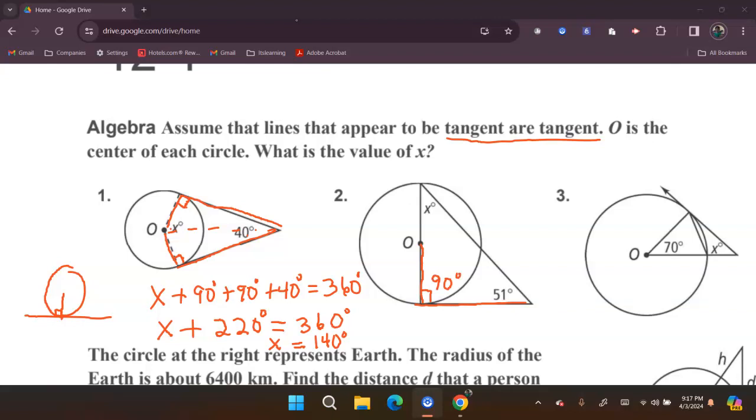So we know that the sum of the angles in a triangle is 180. So you have x plus 141. I added 90 plus 51 gives you 141. And then when you subtract 180 minus 141, that's going to give you 39 degrees. So this right here is 39.